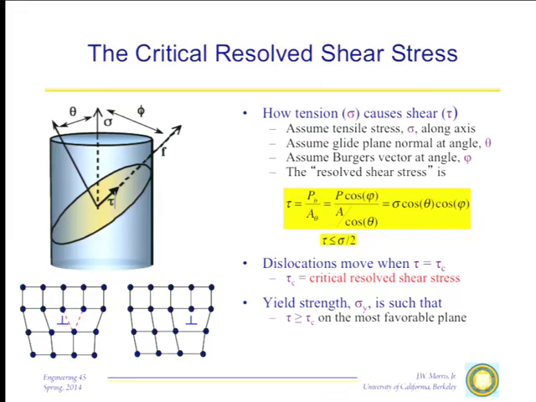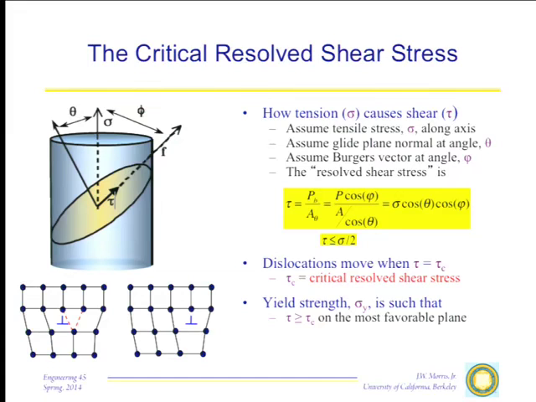This quantity, cosine theta, cosine phi, has a maximum value of 1/2 when both theta and phi are 45 degrees. So the optimal situation is when we are trying to move a dislocation in a plane whose normal is angled 45 degrees to the axis of tension, and we have a shear force in that plane. That will give us the maximum value of the shear stress for a given value of the tensile stress.